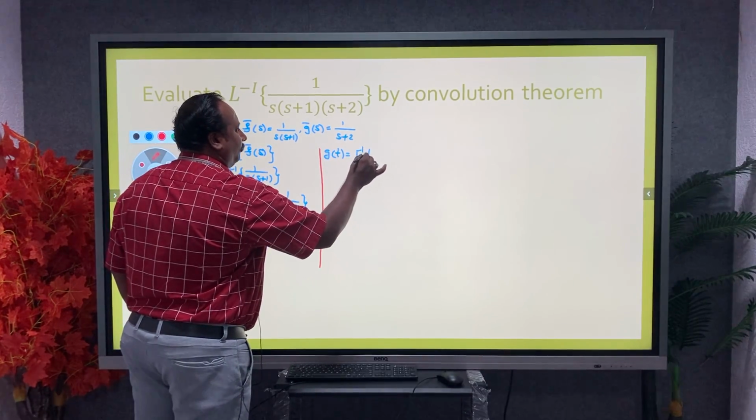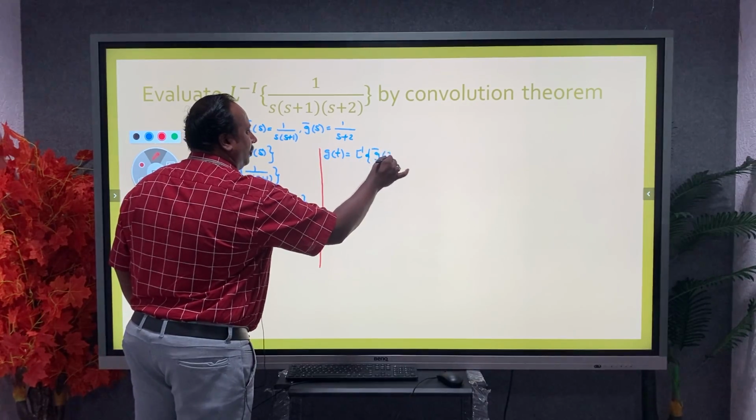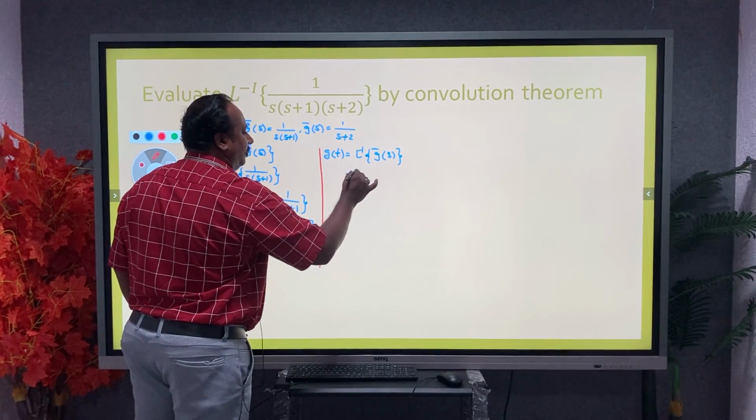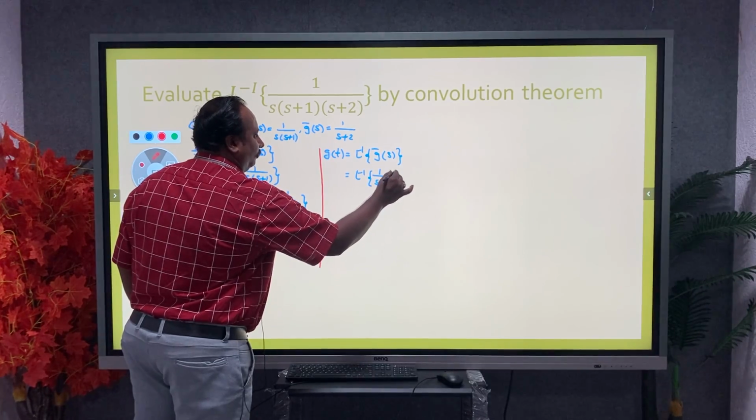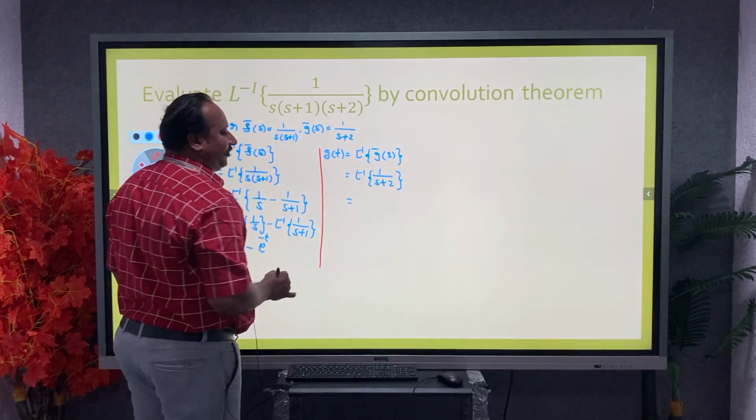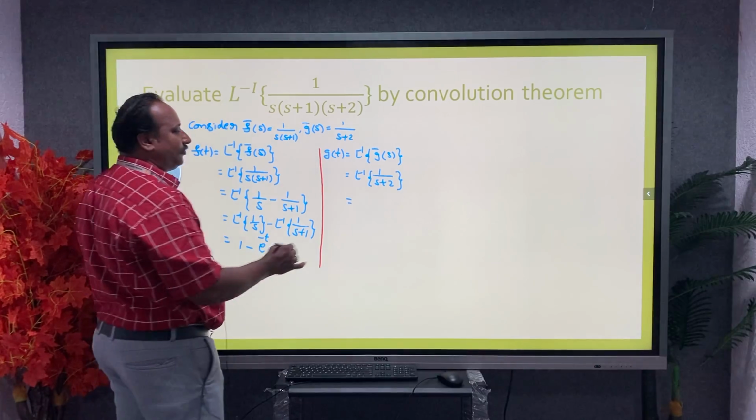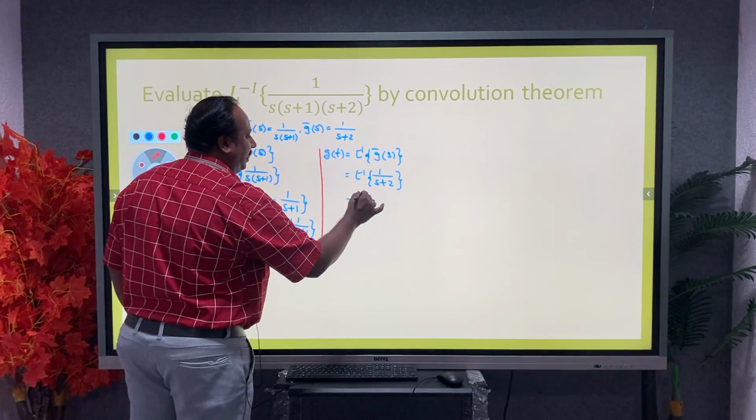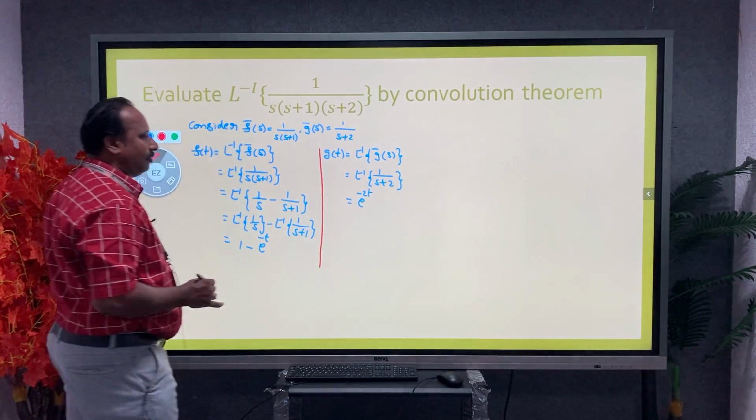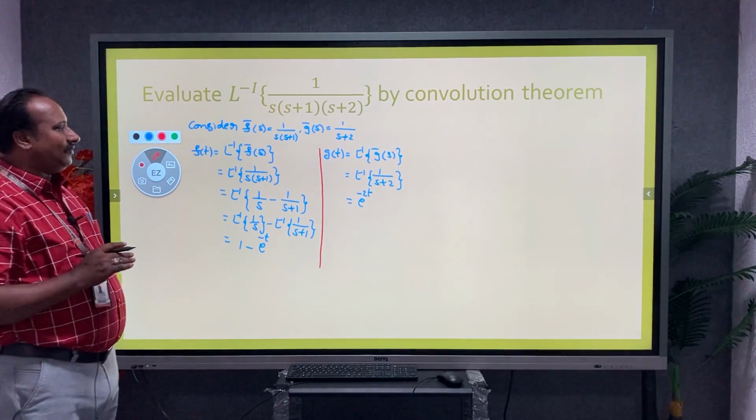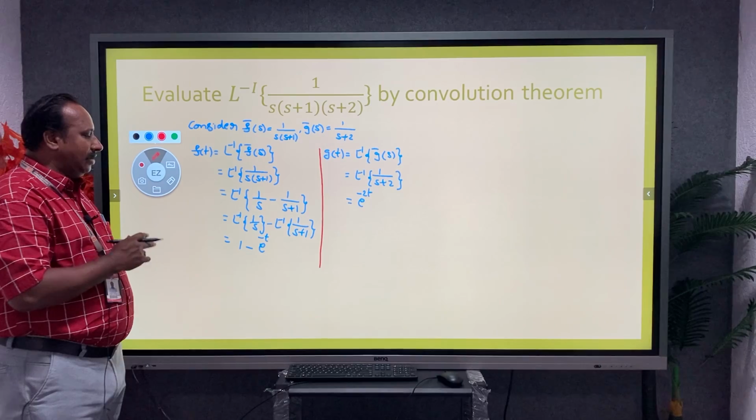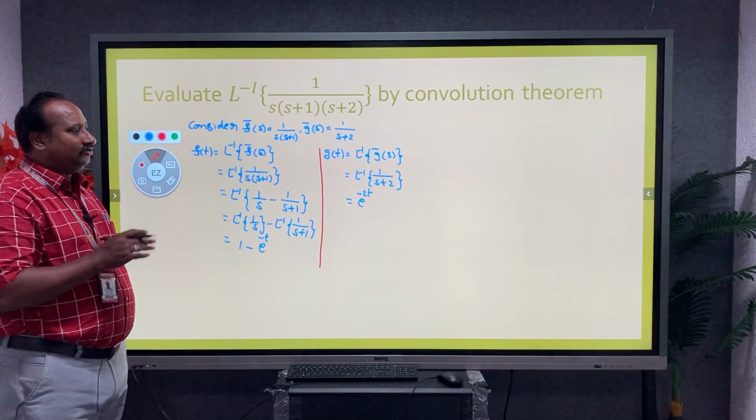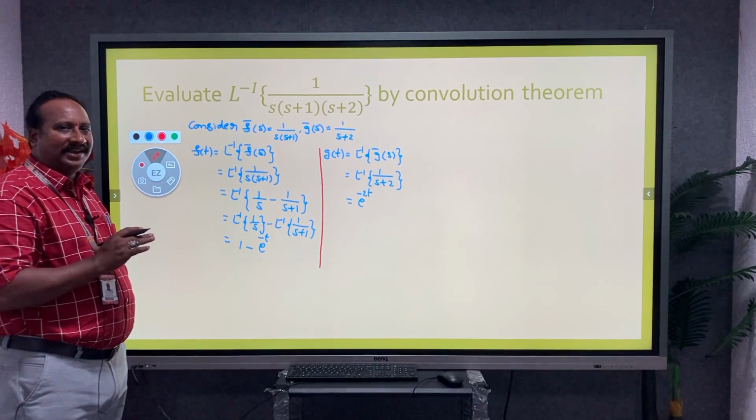Okay. G of t. So now g of t equal to L inverse of g bar of s. What is g bar of s? L inverse of 1 by s plus 2. Okay. 1 by s plus 2. L inverse of 1 by s plus 2 by the formula e power minus 2t. Okay. So finally we got f of t and g of t. What is f of t? F of t equal to 1 minus e power minus t. G of t equal to e power minus 2t.